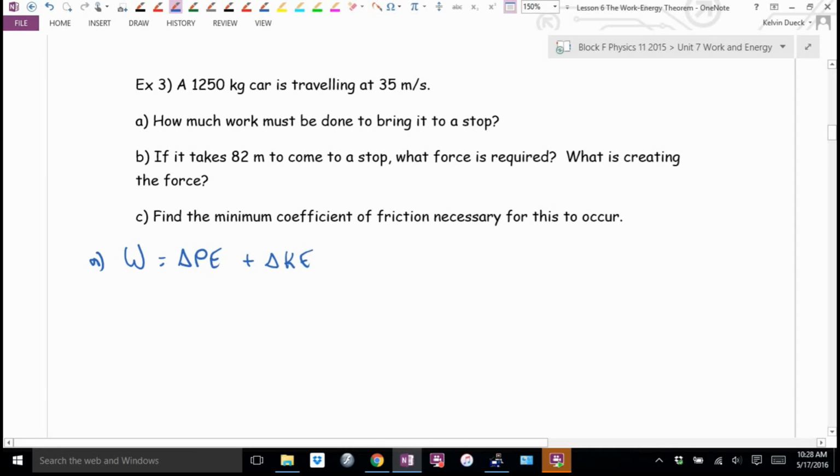Does this question suggest there's a hill at all? No. Okay. I don't think there's any. No hill. What's changing? So this is going to be KE final minus KE initial. Are any of these zero? You're right. Final. I'm going to get a negative answer.